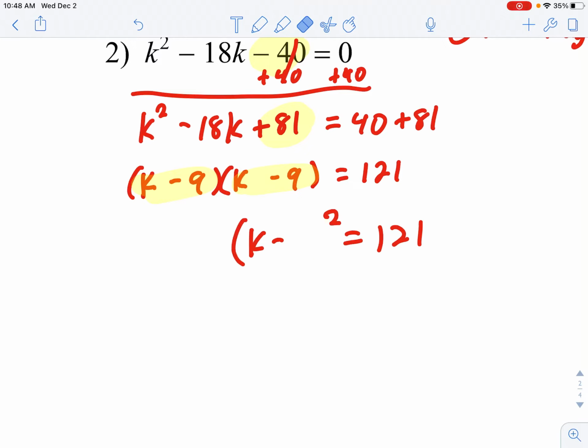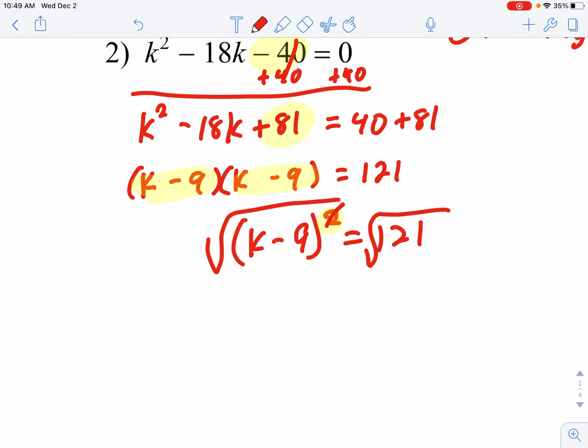So k minus 9, well, my handwriting is horrible. Okay, anyway, k minus 9 squared equals 121. Now, because we have something squared right here, we can use the square root property. Square root both sides of the equal sign.